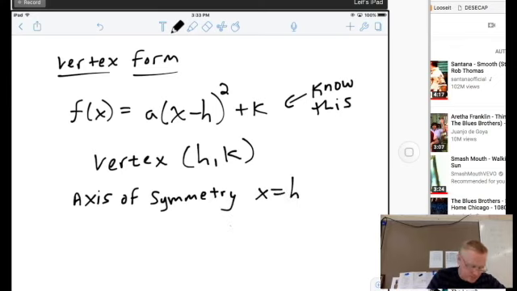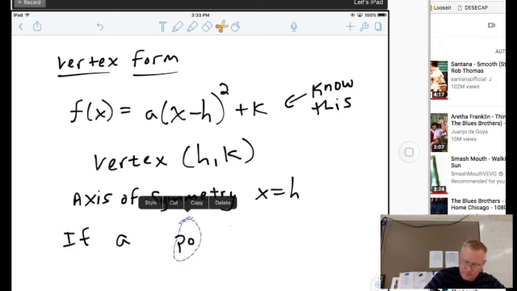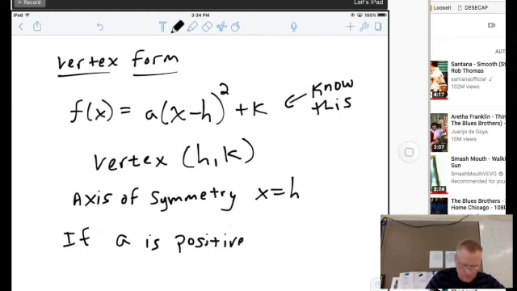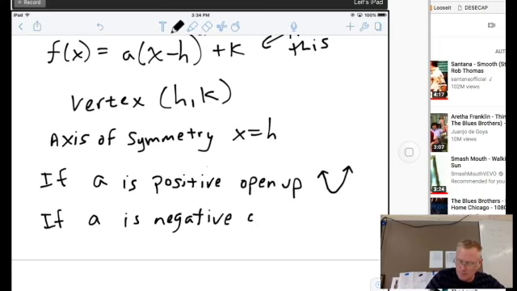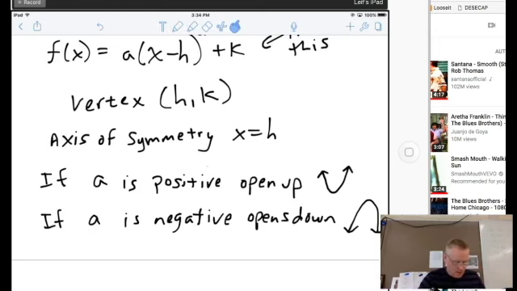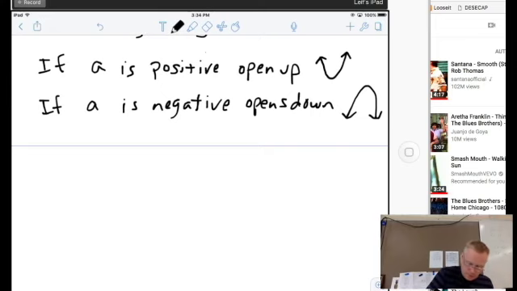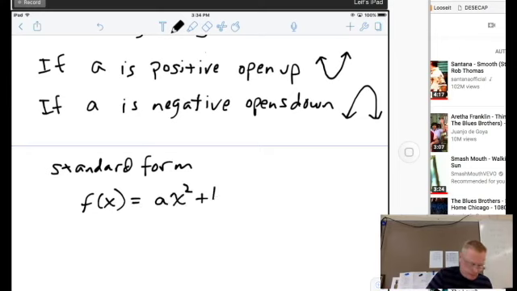The axis of symmetry is x equals h. If a is positive it will open up, which of course looks like this. If a is negative, it opens down, which will be the other direction. Okay. All right. There's also what's called standard form. I'm not doing as much with it in this section, but let me list it so you can at least identify it, which would be f of x equals ax squared plus bx plus c. Okay, so that's your standard form also.